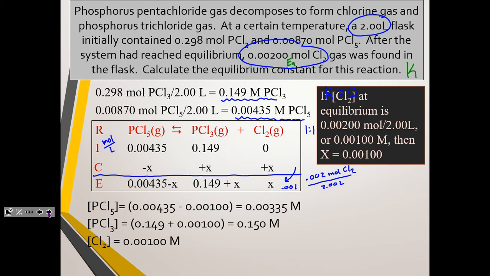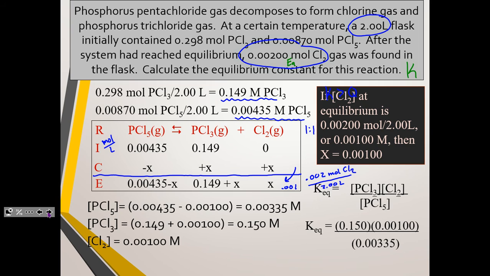Now that I have the equilibrium concentrations, I can plug them into the equilibrium expression and eventually solve for KEQ. When I plug in the values, KEQ ends up being 0.0448. We could calculate units, but we are not concerned with the units here.